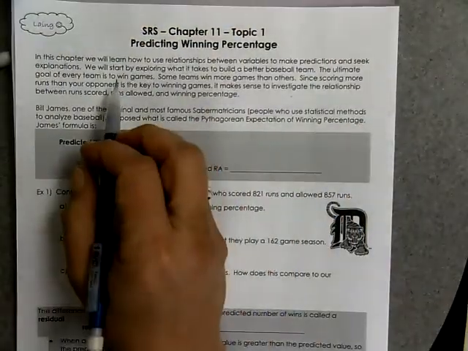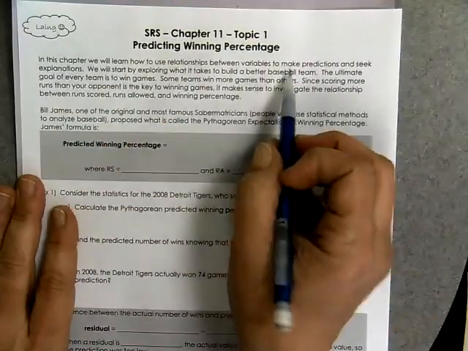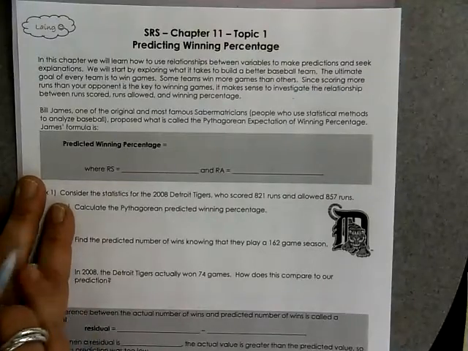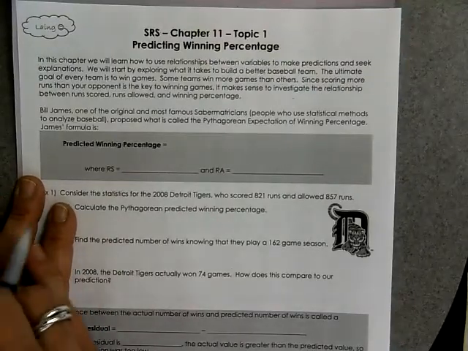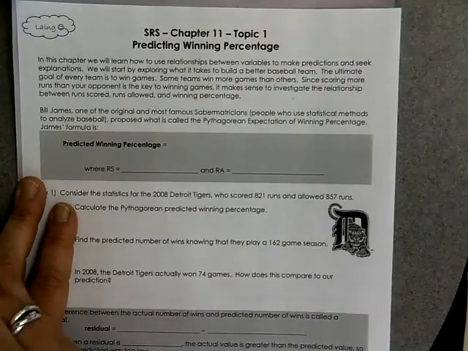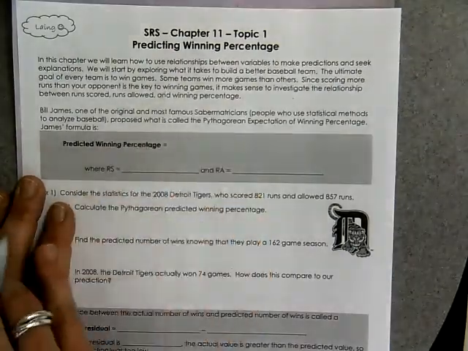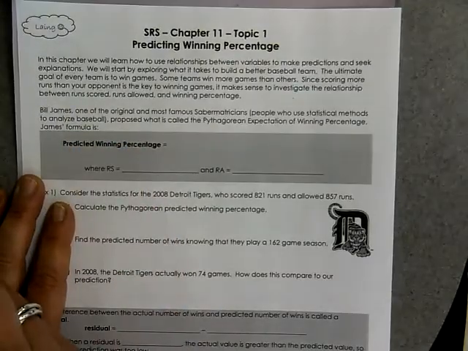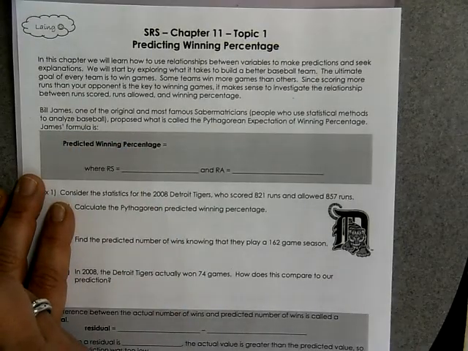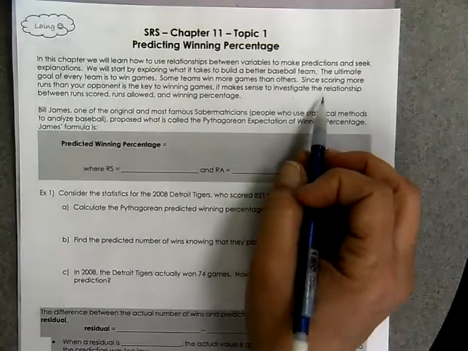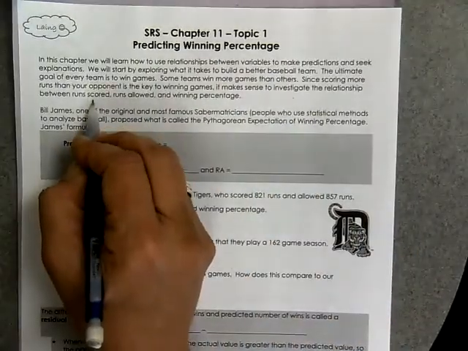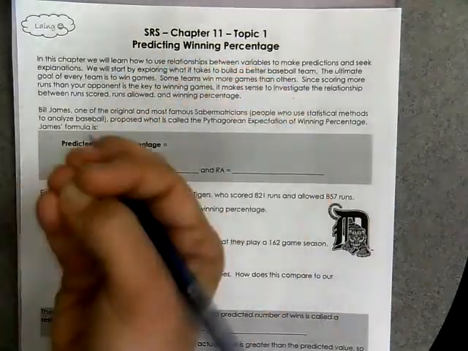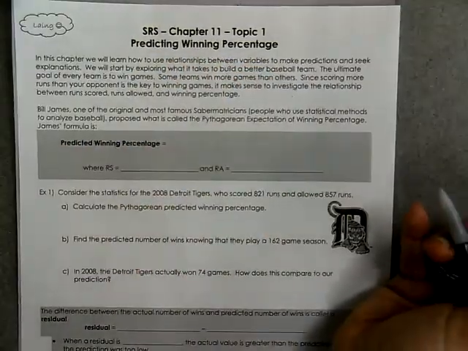So in this chapter, we will learn how to use relationships between variables to make predictions and seek explanations. We will start by exploring what it takes to build a better baseball team. The ultimate goal of every team is to win games. Some teams win more games than others, and since scoring more runs than your opponent is the key to winning games, it makes sense to investigate the relationship between runs scored, so runs that your team scores, runs allowed, runs the other team scores against you, and winning percentage.